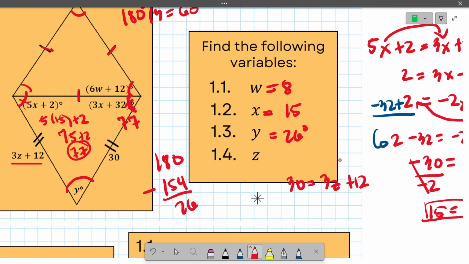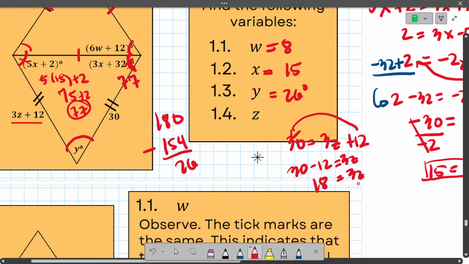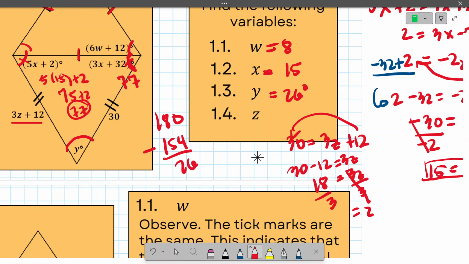So if we are going to manipulate this algebraically, transpose lang natin. Ayan. 30 minus 12 was the answer. 30 minus 12, that is 18. So si 3z, bring down lang si 3z, to continue by DPE again, no? Divide both sides by 3 para makancel si 3. Ang matira na lang si z. So 18 divided by 3 is 6.